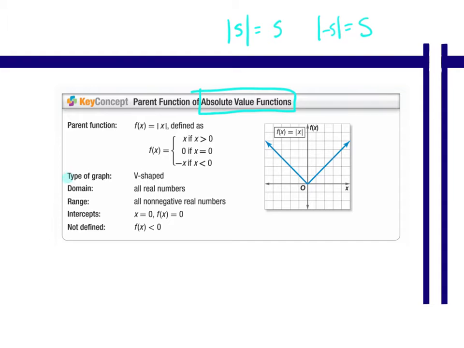An absolute value graph is V-shaped. So it's always, always, always going to be in the shape of a V. We're going to skip domain and range for now. But the most important thing here is that your graph is V-shaped. So now we're going to jump right into graphing it.